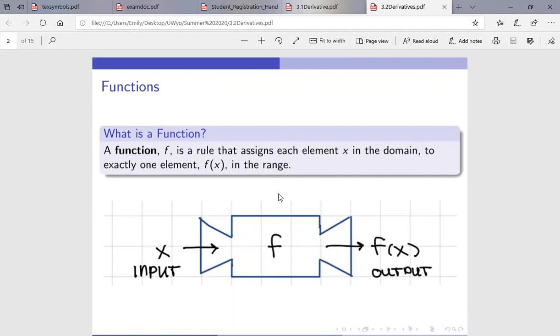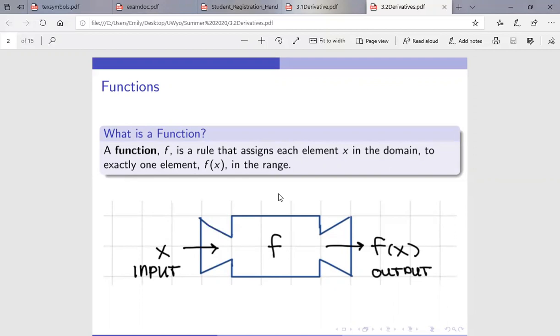So maybe this is review for you, maybe this is a new way for you to think about what's going on, but what is a function? A function, what we normally call f, is a rule that assigns each element x that lives in the domain to exactly one element f of x in the range.